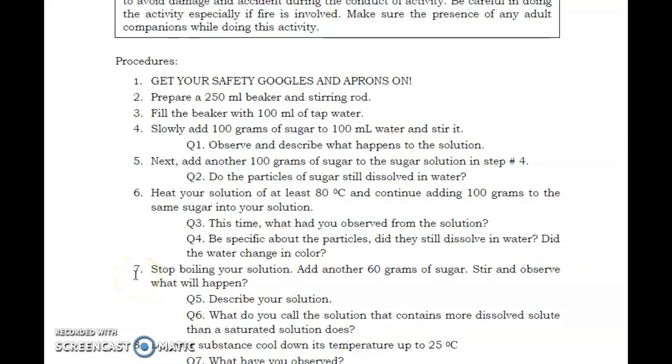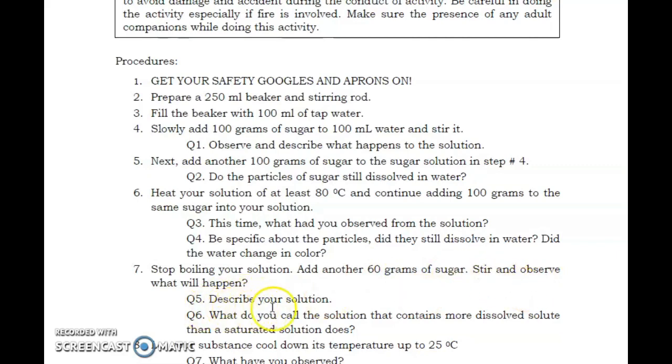Step 7, stop boiling your solution. So this time, turn off the fire. Add another 60 grams of sugar. So instead of 60 grams, 6 tablespoons of sugar. Stir and observe what will happen.